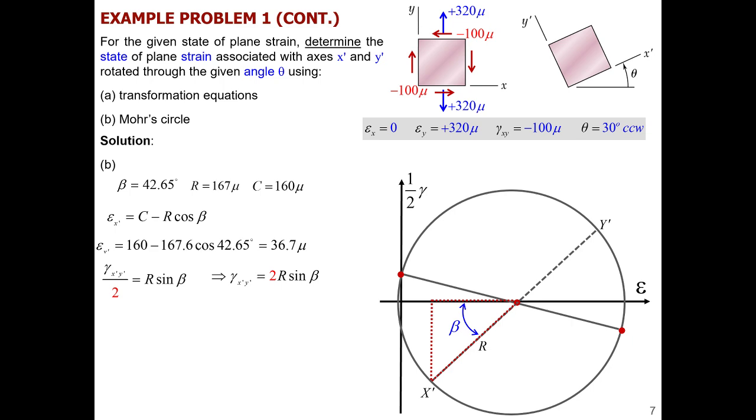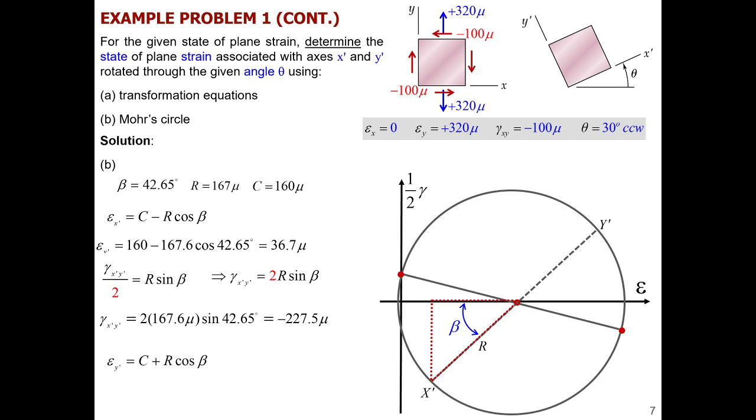R is still 167.6 microstrain, so factor 2 that came from our definition of that circle, and so then the angle that we had for beta, and we obtained a negative value for shearing strain at x. Okay, well, negative would mean that we have this in this direction, similar to here, right?